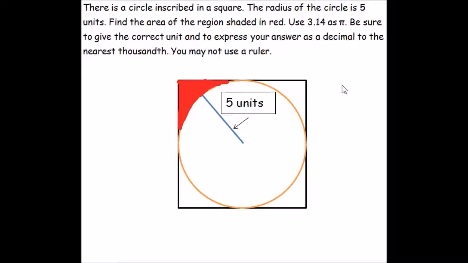So I would like you to pause the video here and try to figure it out for yourself, and then I will come back with the answer. So pause it right after I finish talking here, and then I will show you the answer if you think you've got it or if you're stuck.